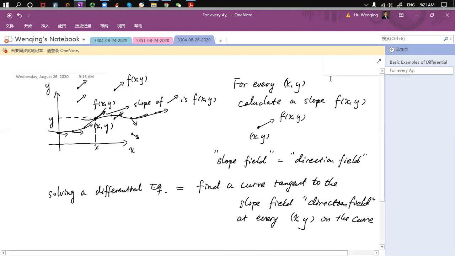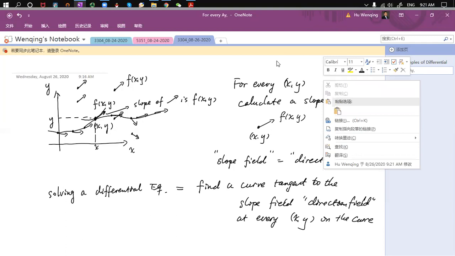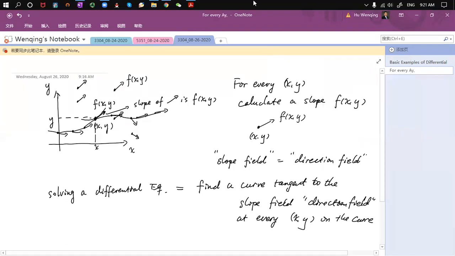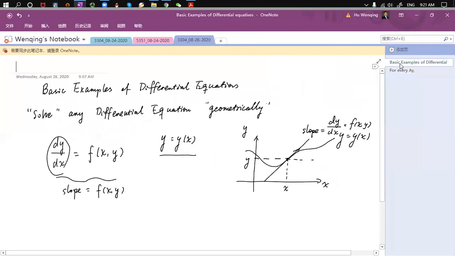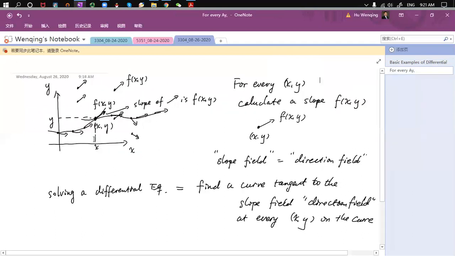So that's a general idea of how you're going to solve a differential equation uniformly. No matter what differential equation you have, it must have a general form that dy over dx is f(x,y), and as long as you have that, based on f(x,y), you can define such a slope field. Solving this differential equation simply means that you found a curve that's tangent to the slope field or direction field at every point on the plane.